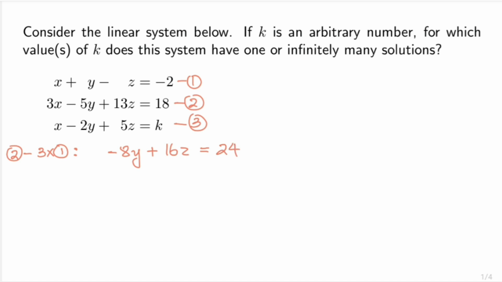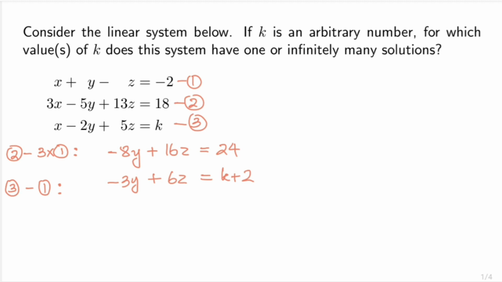And we can eliminate x from equation 3 as well. So how do we do that? We can just have equation 3 minus equation 1. And what does that give us? x minus x, so x goes away. Then we have minus 2y minus y, that's minus 3y. Then we have 5z minus z, so that becomes 6z. And then we have k minus 2, that becomes k plus 2. So these are our two new equations. We've eliminated x from both equation 2 and 3.